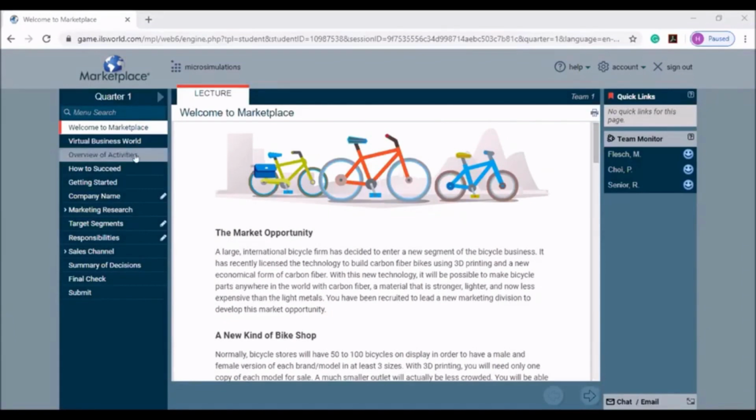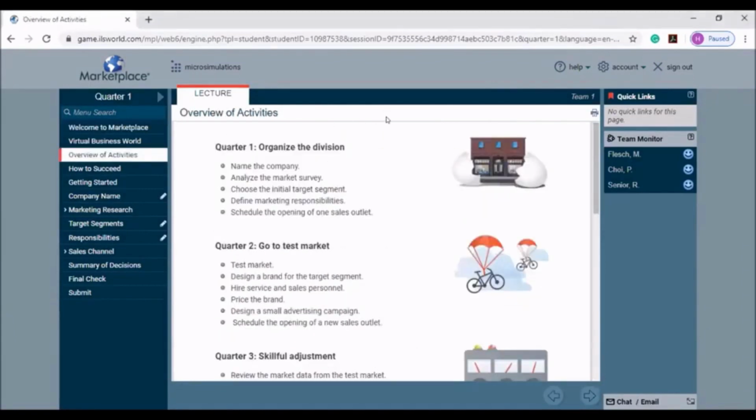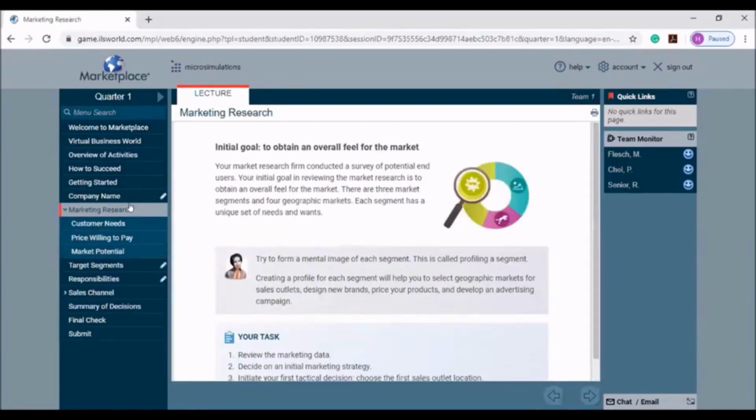So let's look at what we need to complete for today. Today, we need to come up with a company name. We need to analyze our market, figure out which type of segment we want to target first. And then we already defined our responsibilities. And so the last thing we will need to do is figure out where we want to open our first store. So I'm going to hand it over and let Paul walk through what he found out about our target segment.